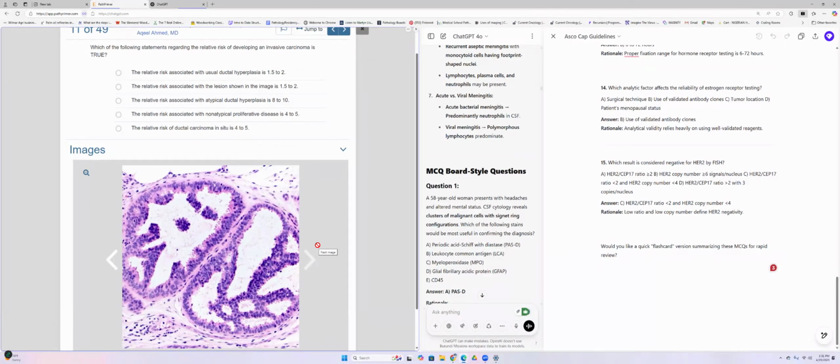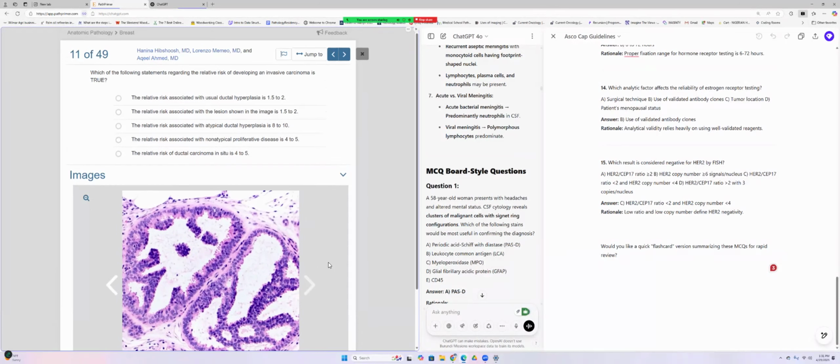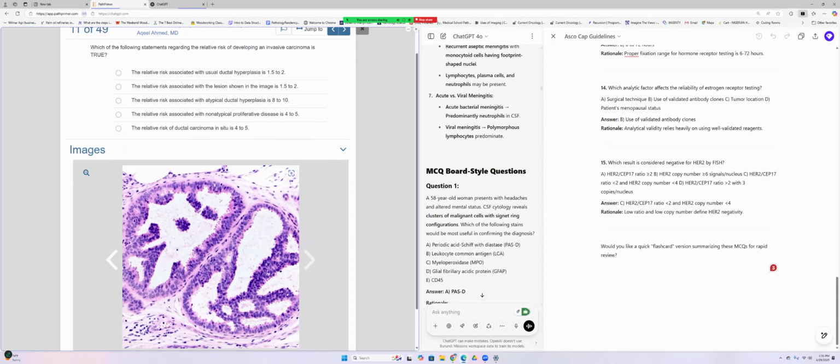This is usual ductal hyperplasia. Usual ductal hyperplasia, UDH. So UDH, what do you think it is? I'd call this possibly DCIS.